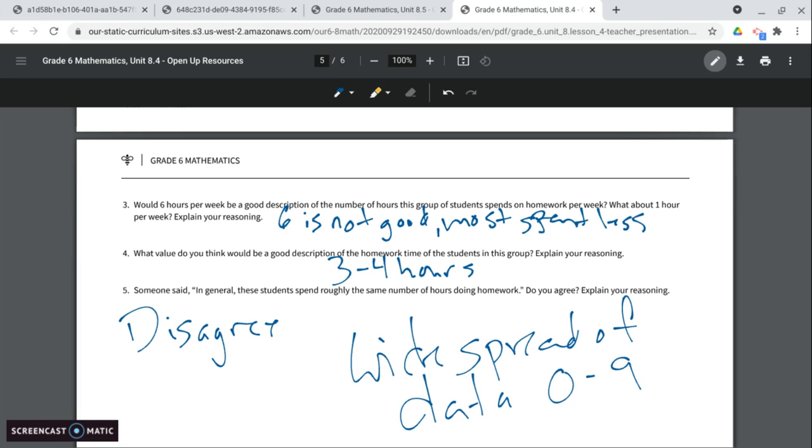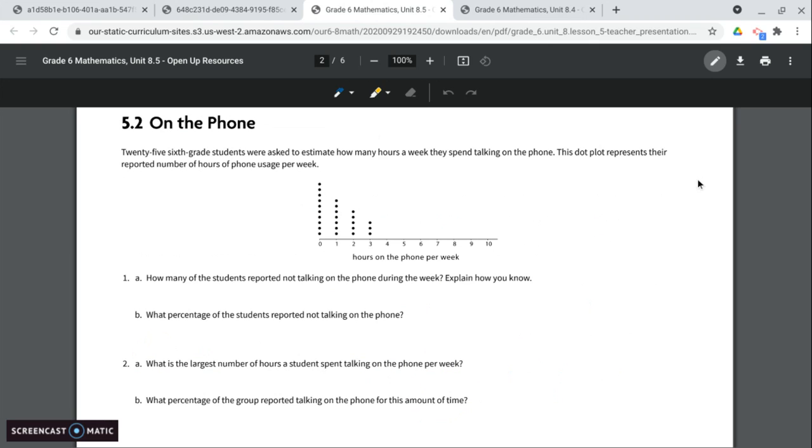All right, so now we are going to jump into lesson 5. Lesson 5 is more with our dot plots. So dot plot is your key word for this lesson, dot plot. On the phone, 25 sixth grade students were asked to estimate how many hours a week they spend talking on the phone. This dot plot represents their reported number of hours of phone usage per week.